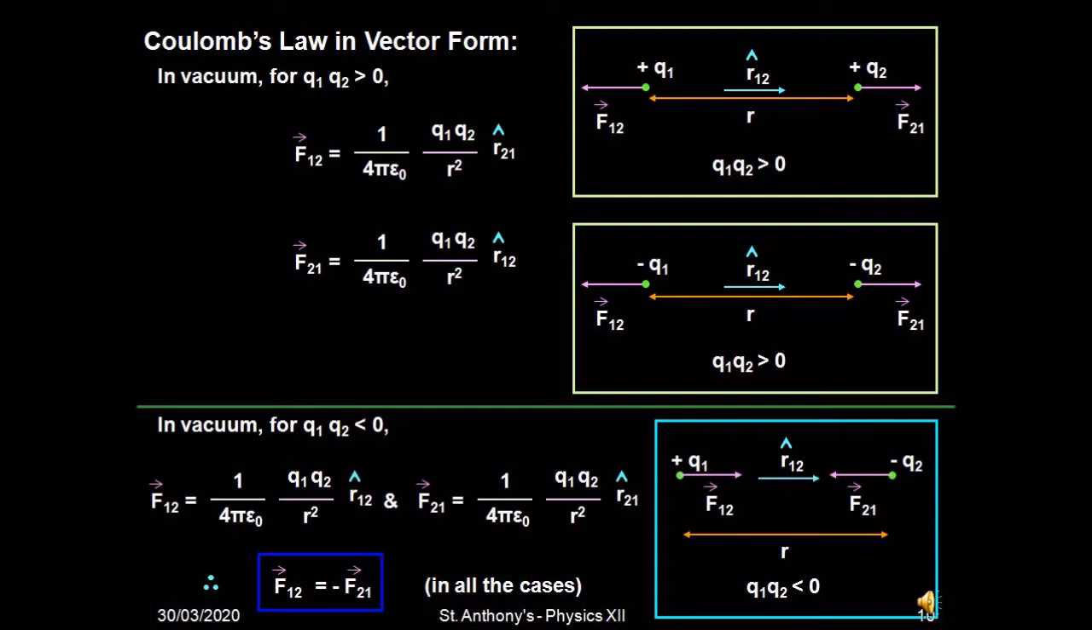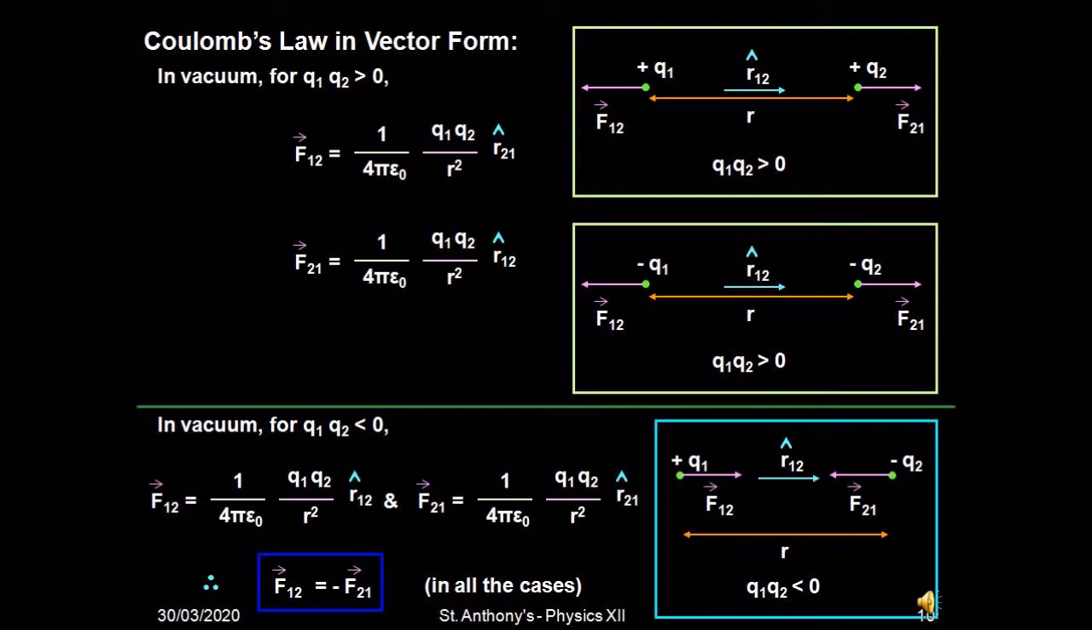For that, let us see the diagram number first. Suppose both the charges are positive, q1 and q2 are positive. The distance r in vector form, if we write r12 cap, that means from 1 to 2 we are denoting. Instead of this, if we write r21, its meaning is the distance from charge q2 to q1, right?